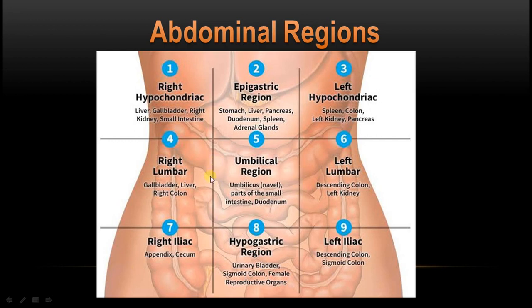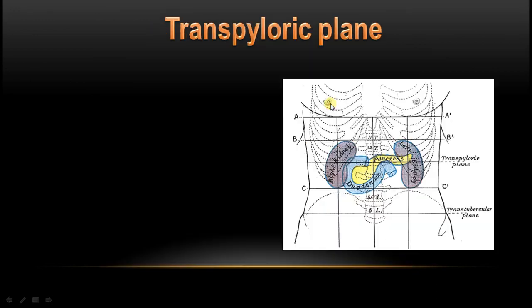Around the umbilicus, the periumbilical region, mostly children complain of pain around the periumbilical region, which is mainly due to the small intestine, coils of small intestine. It might be due to some worm infestation and so on. Okay, so that is why we divide it into 9 regions.